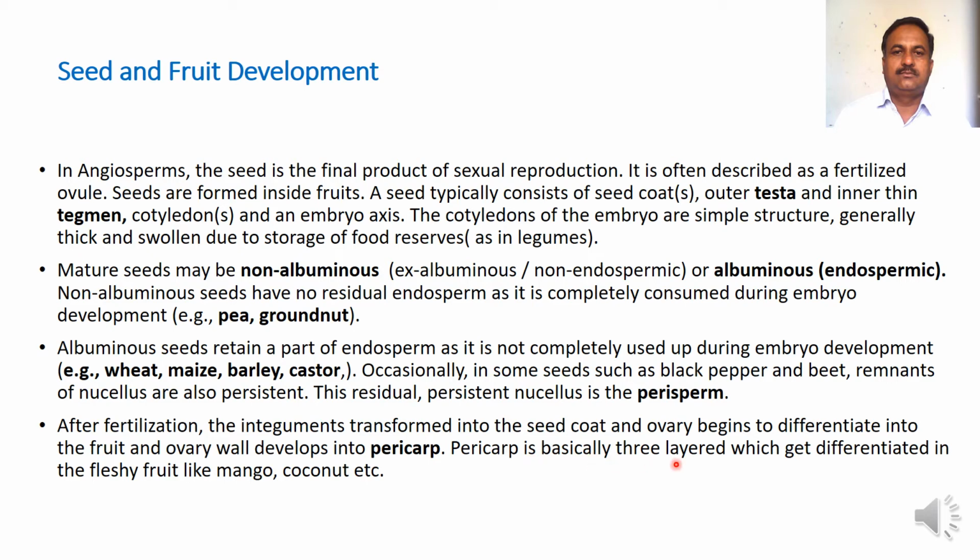Pericarp is basically three layered, that is epicarp, mesocarp and endocarp, which are differentiated in fleshy fruits like mango or coconut.